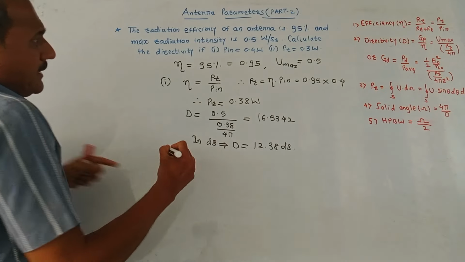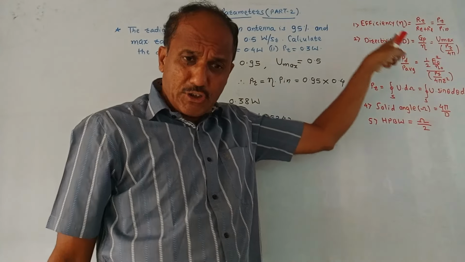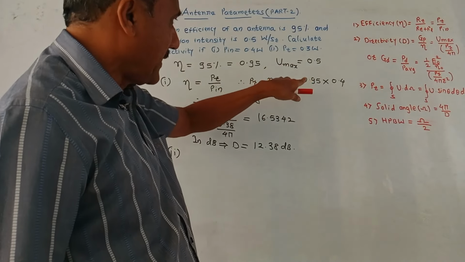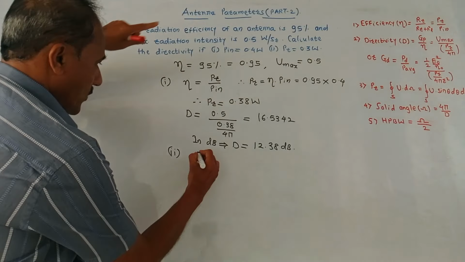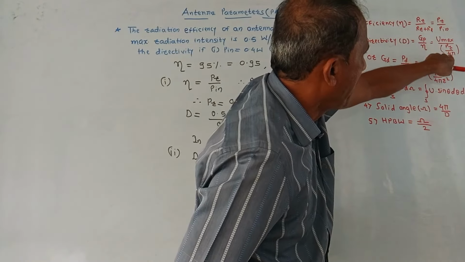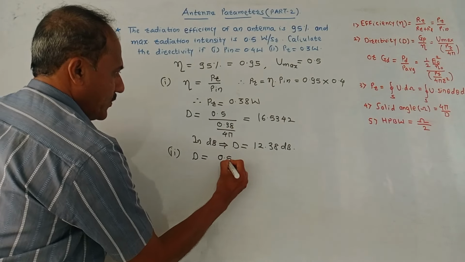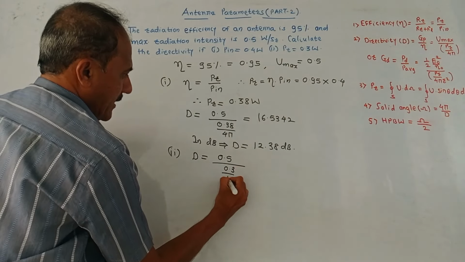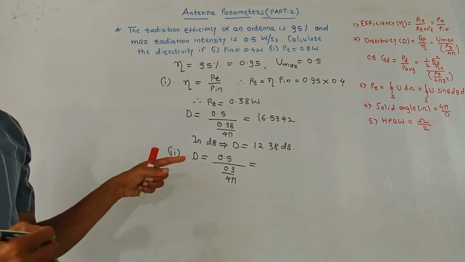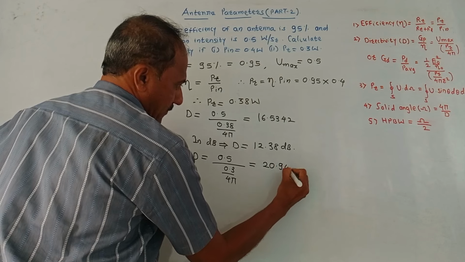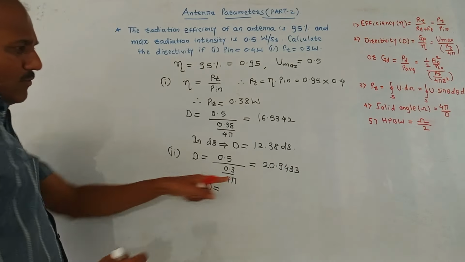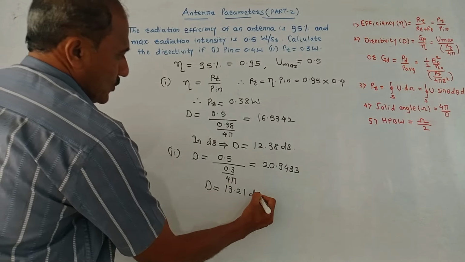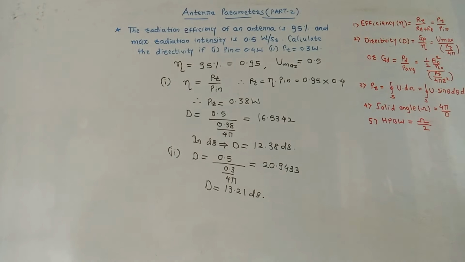Now the second part. In the second part, the value of PR is directly given. In the first part it was not given, so we calculated it by making use of the formula of efficiency. But in the second part PR is already given, so we have to make use of the ready-made formula, U max upon PR upon 4 pi. So U max is again the same thing, 0.5 divided by PR. The value of PR in the second part is 0.3. So it is 0.3 upon 4 pi. Again, you need to calculate this value. So it is 20.9433. In dB, we know the procedure, 10 log of this value. So it is 13.21 dB. So this is the answer of directivity in decibels.